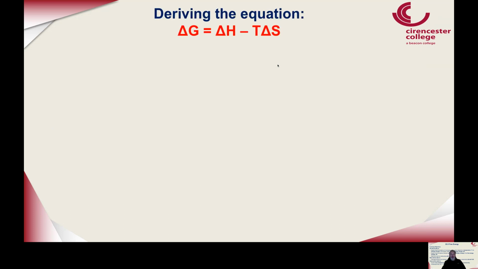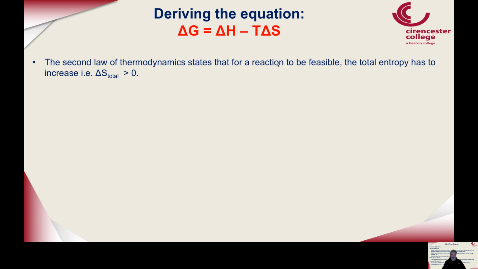You do not have to derive the equation, but for those of you who are mathematical, we're going to do it anyway, just so you can see how it works. The second law of thermodynamics states that for a reaction to be feasible, the total entropy has to increase. So delta S total has to increase. It's got to be bigger than zero.